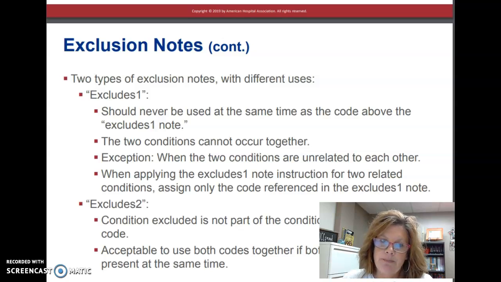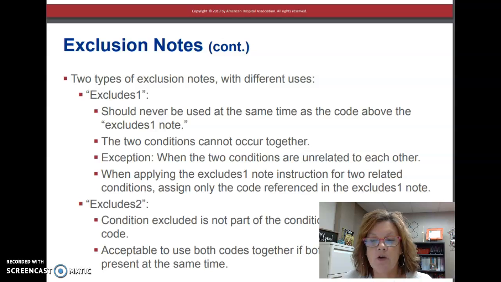Another example would be under excludes, and I think this comes from your book. If we have a patient who has a congenital condition, or I should say an acquired condition, an acquired condition is something that they acquired in life. An Excludes1 would say you can never code this condition as congenital with an acquired one. Either I was born with a condition or I wasn't. I can never code the two of them together.